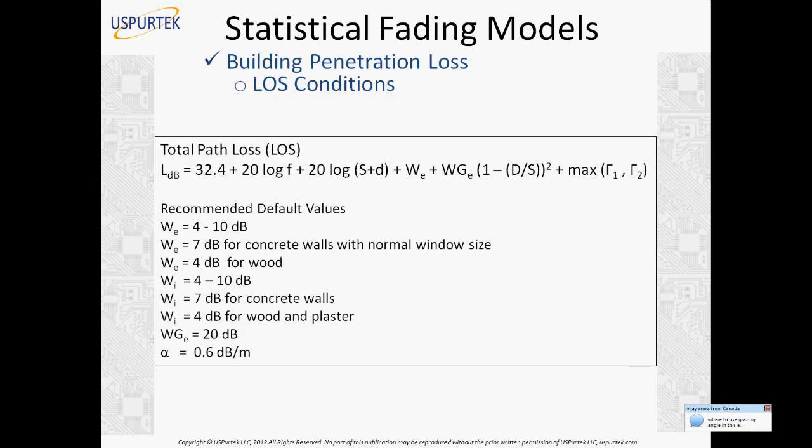Okay, there is a question here: where to use the grazing angle in this equation? Yeah, this equation is for line of sight. There is no grazing angle here. This is the total path loss. We don't need the grazing angle here.